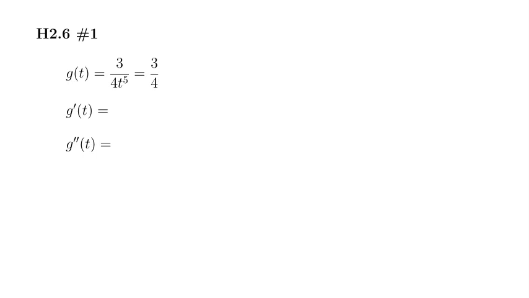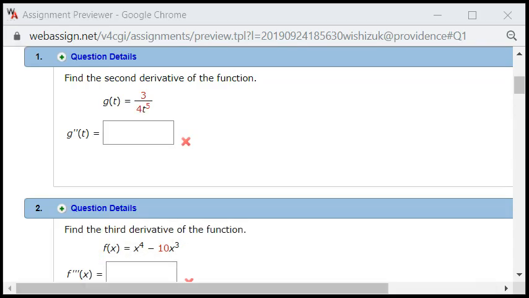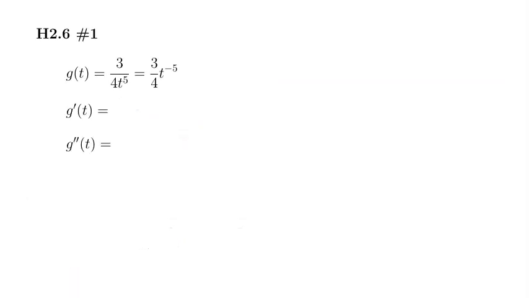Then I'm going to put t upstairs, but I have to turn it into a power as a -5 power, right? So we got that, so this is the same function. Once you got that, then we just have to take the derivative using power rule.